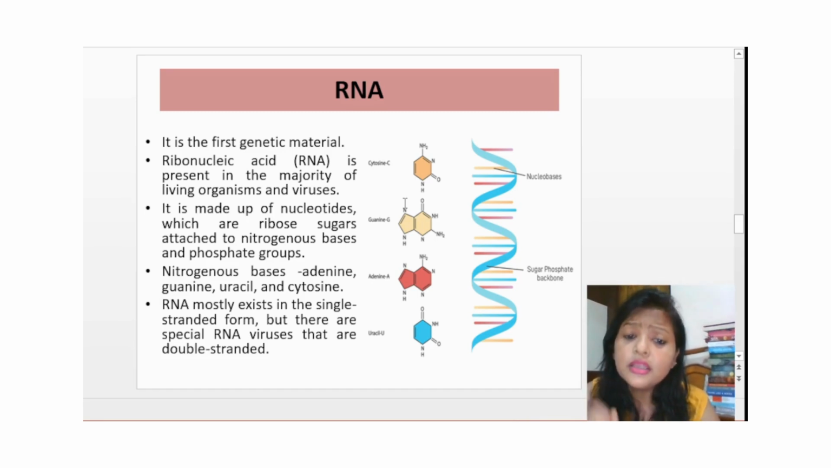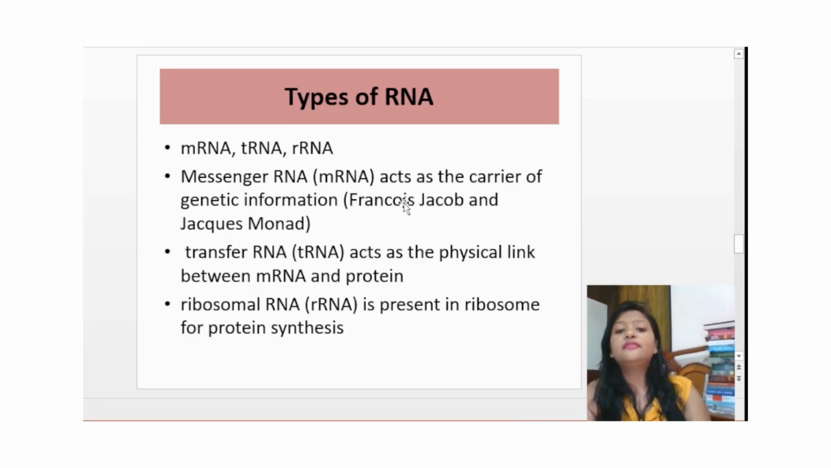Even here, same as before, it is composed of nucleotides. The nucleotides are composed of a sugar, phosphate groups, and nitrogenous bases. Remember that. RNA stands for ribonucleic acid, you know that, and DNA stands for deoxyribonucleic acid. Now, the types of RNA.